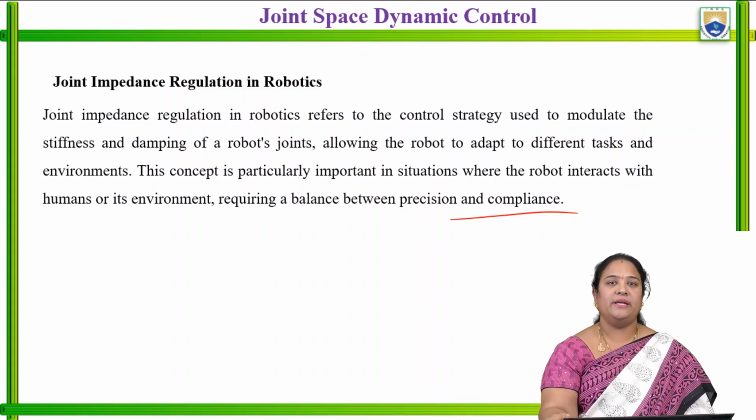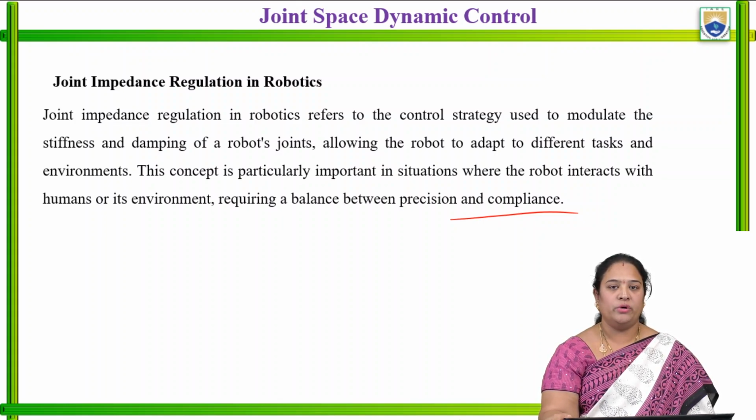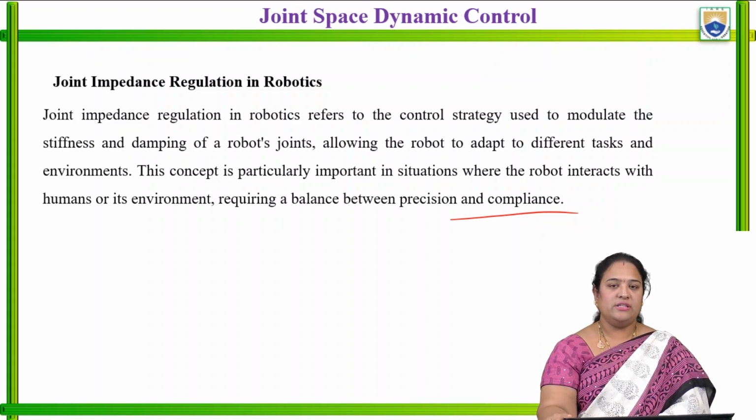Firstly, joint impedance is used in robotics to have control on the robotic joints, that is, the damping of the robotic joints or the stiffness. And not only that, it is also used in situations where the robot has to interact with the environment, or with a human, in order to have a balance between precision and compliance. So this is about what joint impedance is and why we use it in the robot.